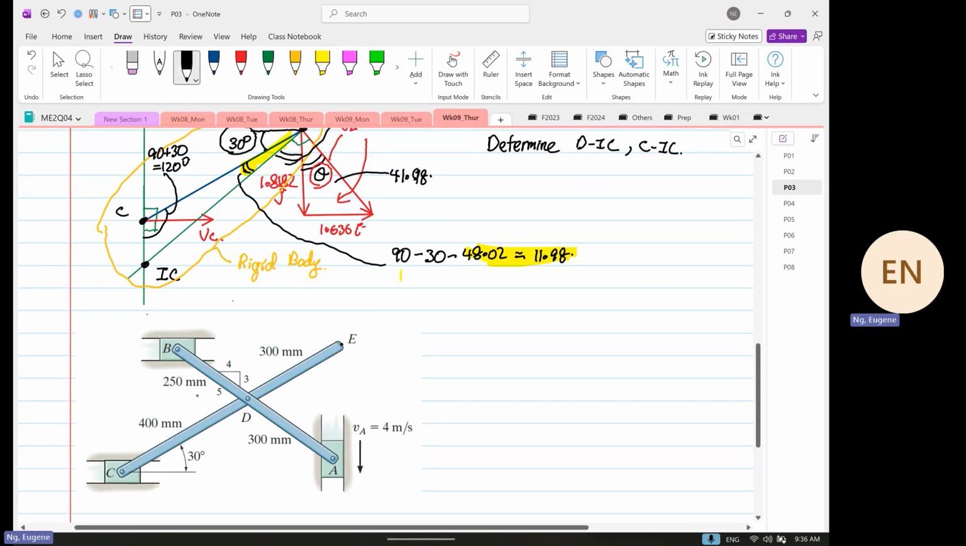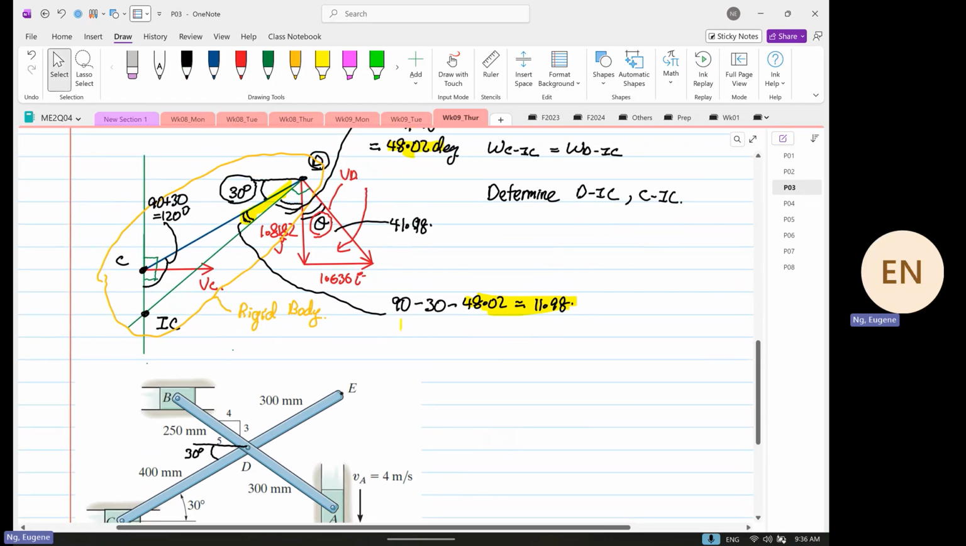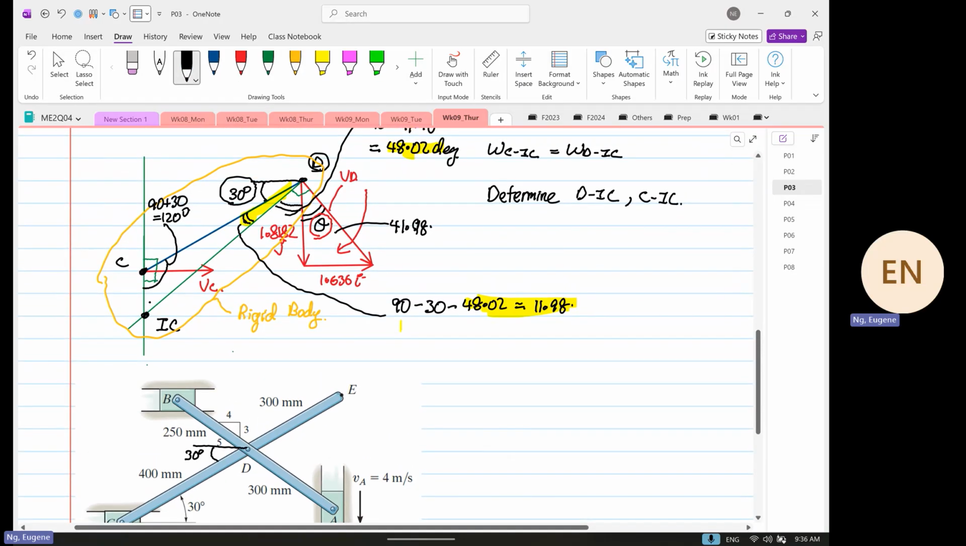If you look back at the figure, this angle is 30 degrees. So when that's the case, the angle down here will be equal to 180 minus 120 minus 11.98. So this will be equal to 180 minus 120 minus 11.98, which is equal to 48.02.